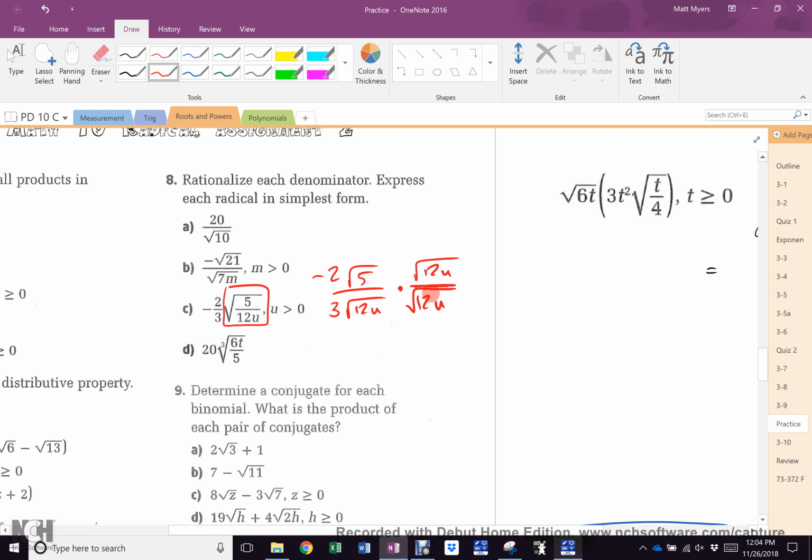Why am I allowed to do that? Why am I allowed to do this? Because this is 1. When I multiply by 1, does any value change? I'm going to give you $1. I'm going to multiply that $1 by 1. You're not getting a cent more. Right? All right. So, that's why I can do this.